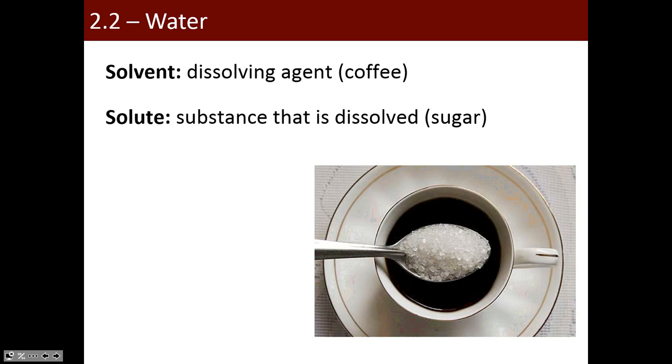So when we talk about solutions, we talk about the thing that does the dissolving, the dissolving agent, and then we talk about the thing that is dissolved. And so the solvent is the dissolving agent. In my picture that I have here, we have a cup of coffee, right? That coffee in this example is the solvent. It's going to do the dissolving. The sugar that I'm about to pour into the coffee is the solute, the thing that is dissolved.